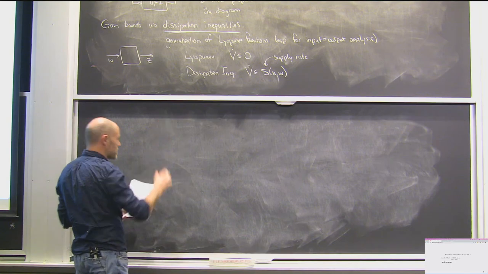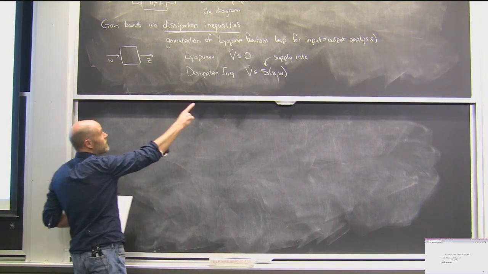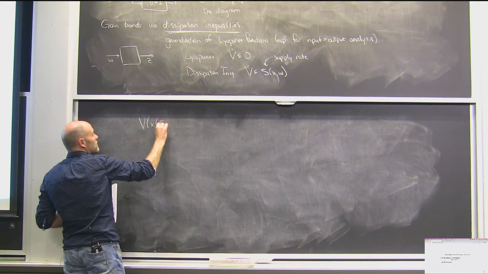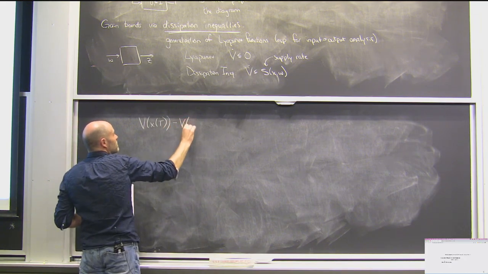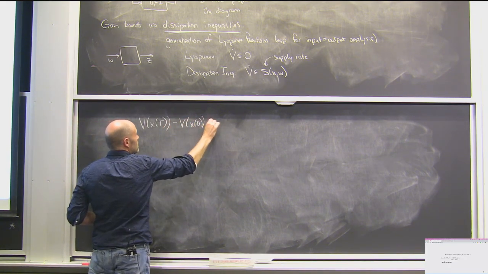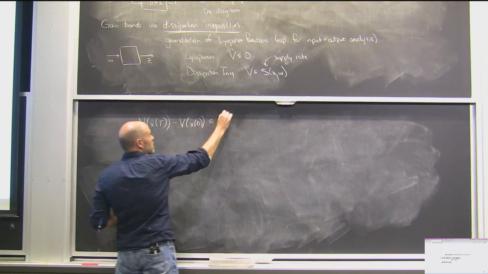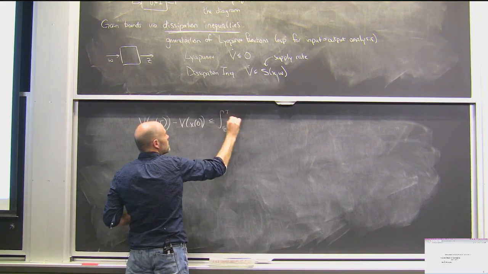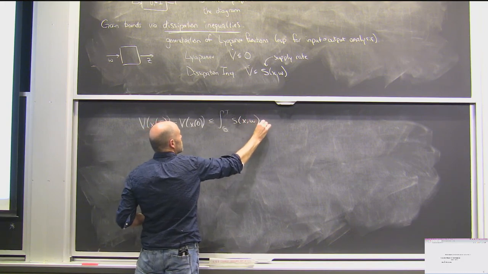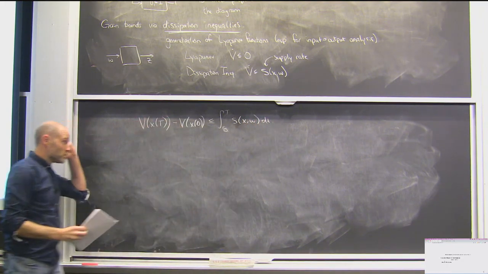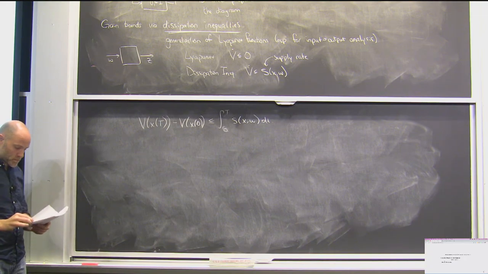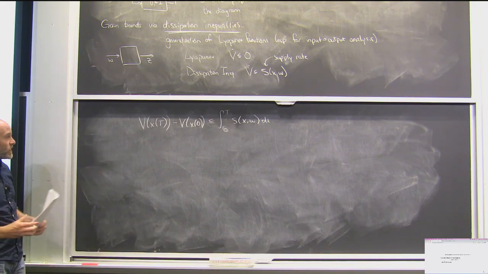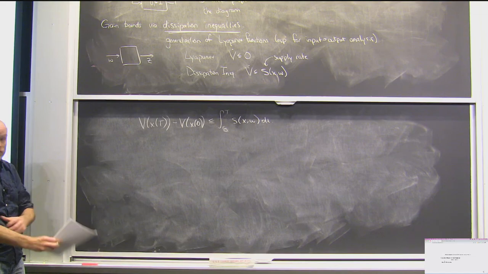The key observation here is that if I were to integrate both sides of these equations, then I can make statements of the form V of x at t final minus V of x at 0 is going to be less than or equal to the integral from 0 to t of that supply rate. And that turns out to be exactly one of the ways you can provide an L2 gain bound. Here's how.